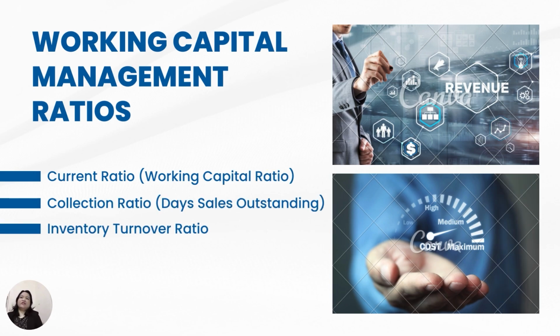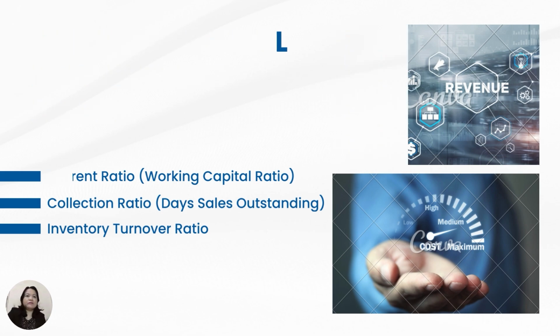Working capital management ratios. What is this? These are financial metrics used to assess a company's ability to effectively manage its working capital, which is the capital used in day-to-day operations. These ratios provide valuable insights into a company's liquidity, efficiency, and financial health. In this portion, we'll explore some key working capital management ratios and their significance. The three ratios that are important in working capital management are the following: the working capital ratio, the collection ratio, and the inventory turnover ratio.